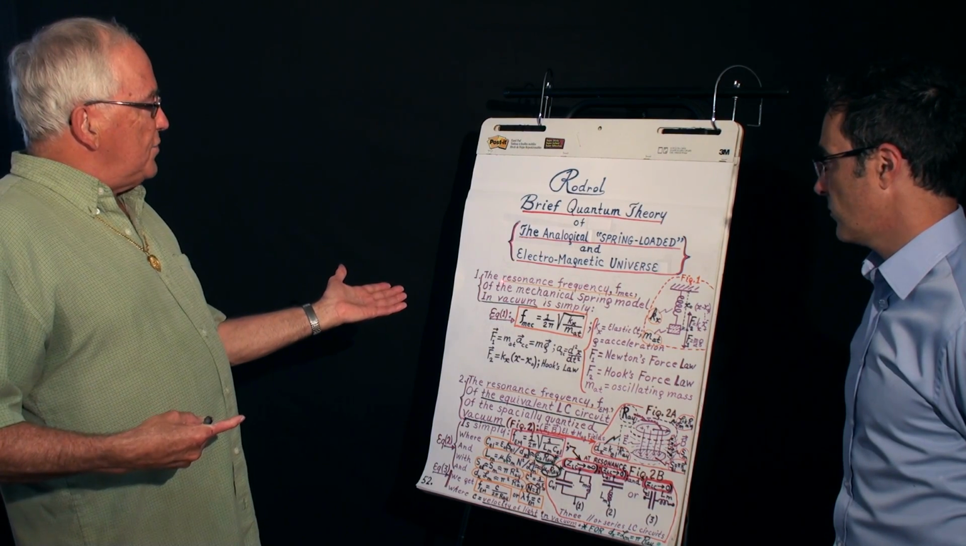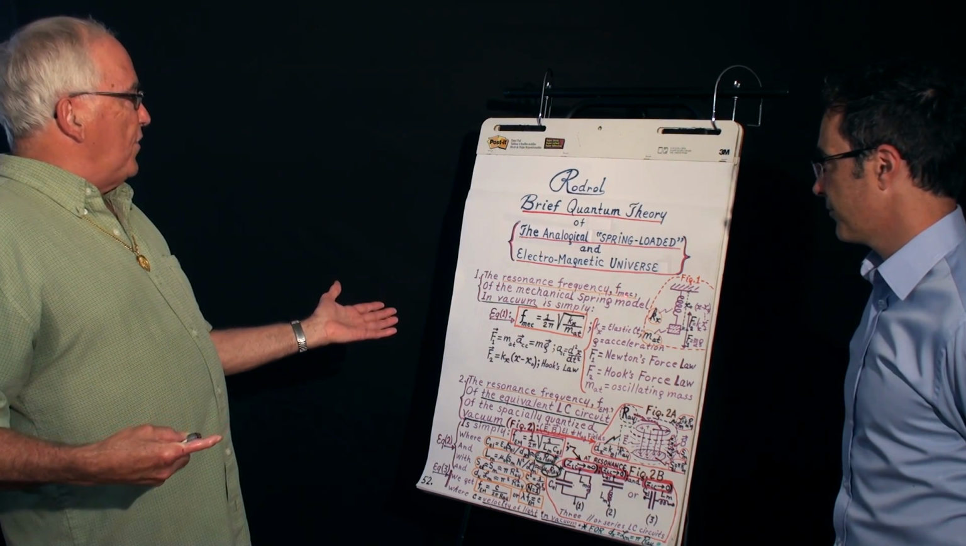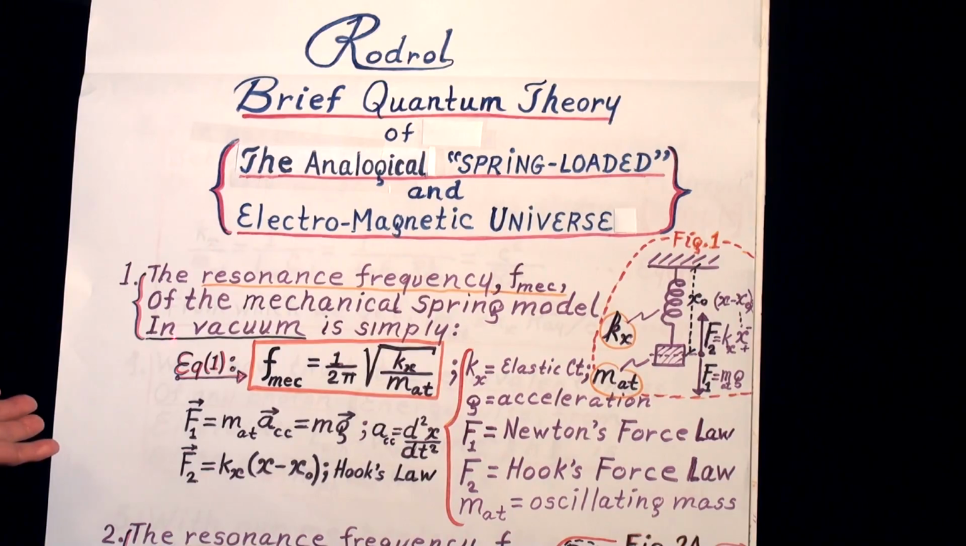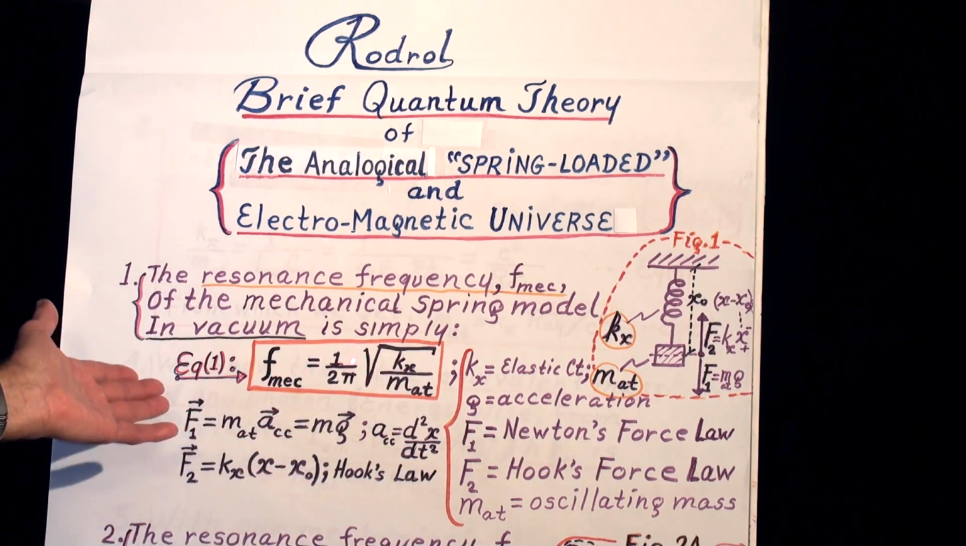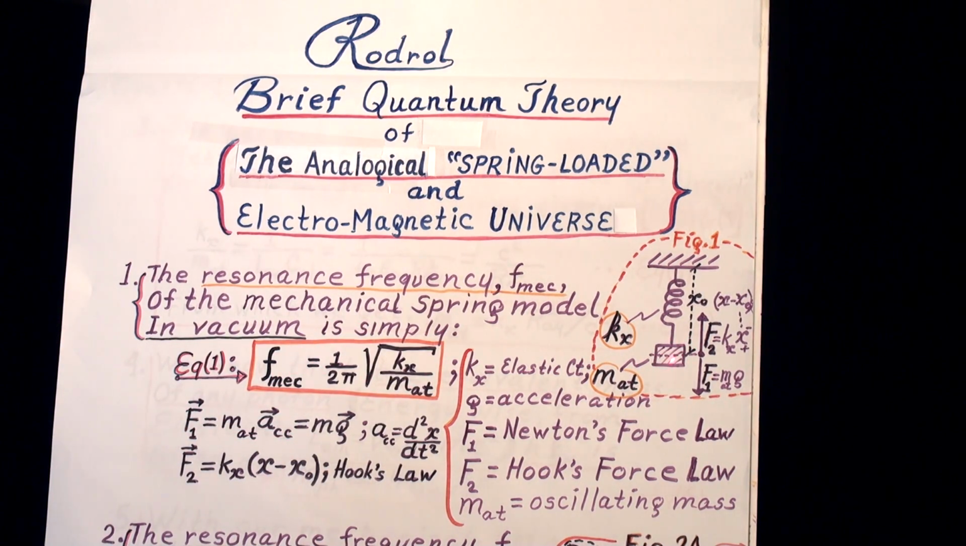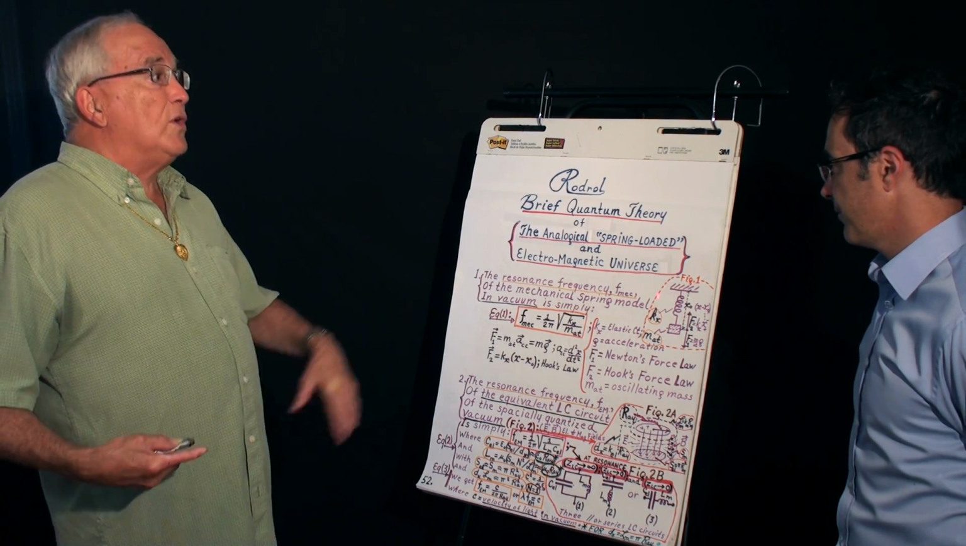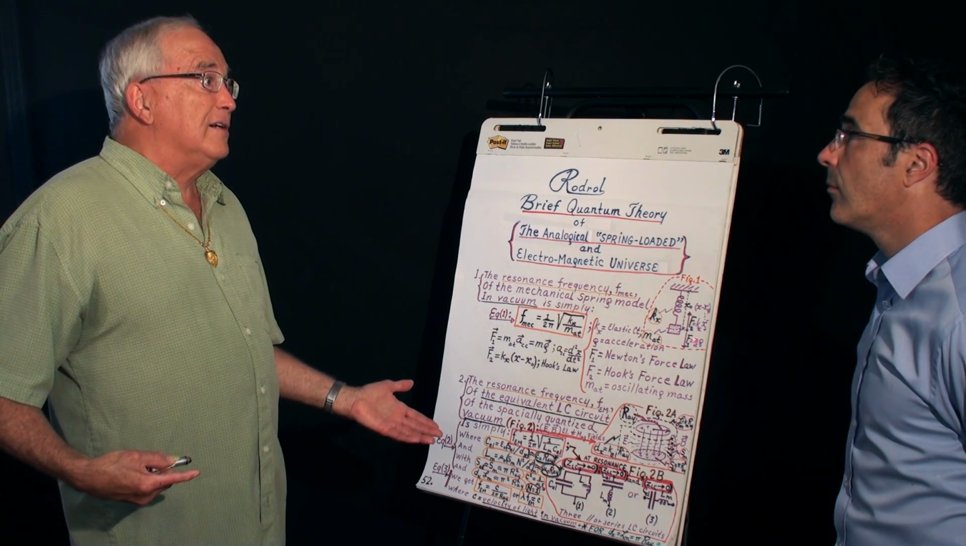So we have already talked about the mechanical resonance frequency of a mechanical spring model in vacuum, which is simply given by this. This is a mass attached to a spring which is fixed to the ceiling, say, and if you pull down the mass, let's say to here, and you let it go, it will oscillate, as you know. And if there is no air resistance, it would oscillate forever, really.